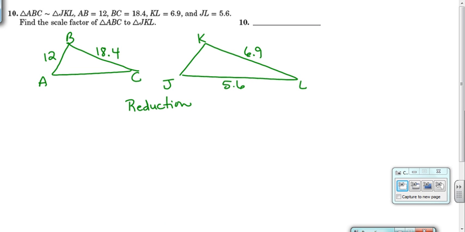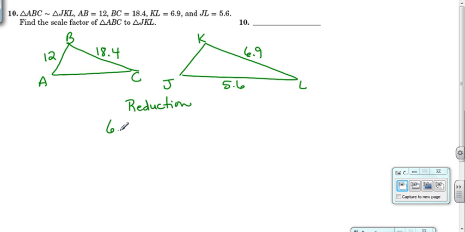Number 10, triangle ABC is similar to triangle JKL. You know AB equals 12, BC is 18.4, KL is 6.9, and JL is 5.6. You have to find the scale factor of ABC to JKL. So if I'm starting at ABC and going to JKL, 18.4 reduces to 6.9, so that's a reduction. So if I have a reduction, I know that I need a scale factor less than 1.